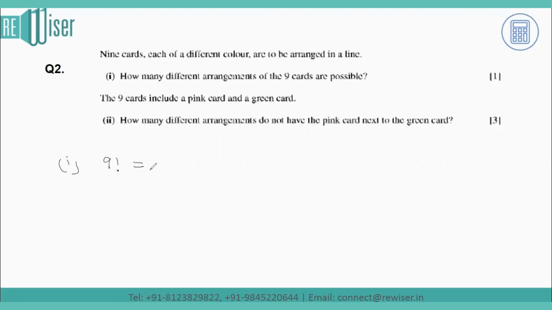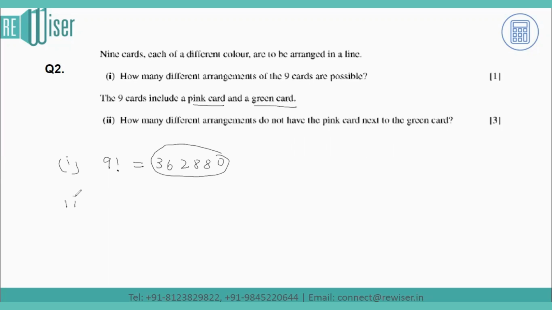So if I calculate 9 factorial, I'll get 362,880. That's the specific answer for part 1. Now, if they say the 9 cards include a pink card and a green card, how many different arrangements do not have the pink card next to the green card?